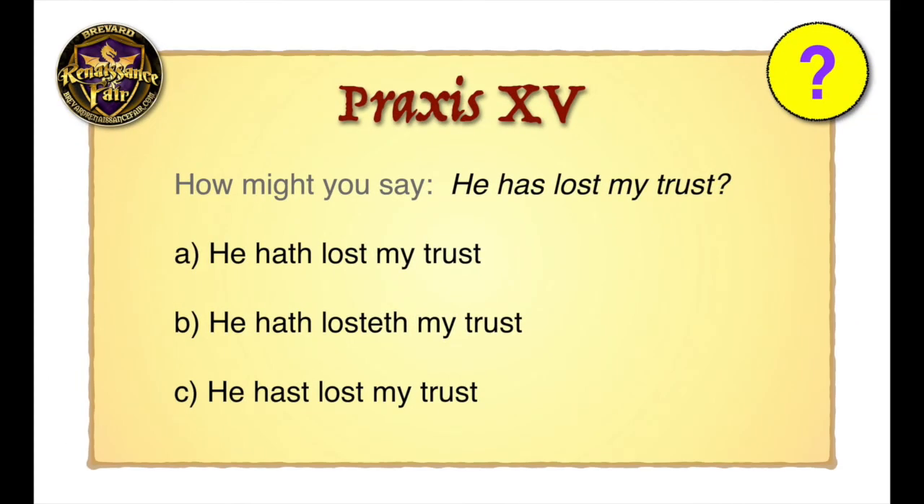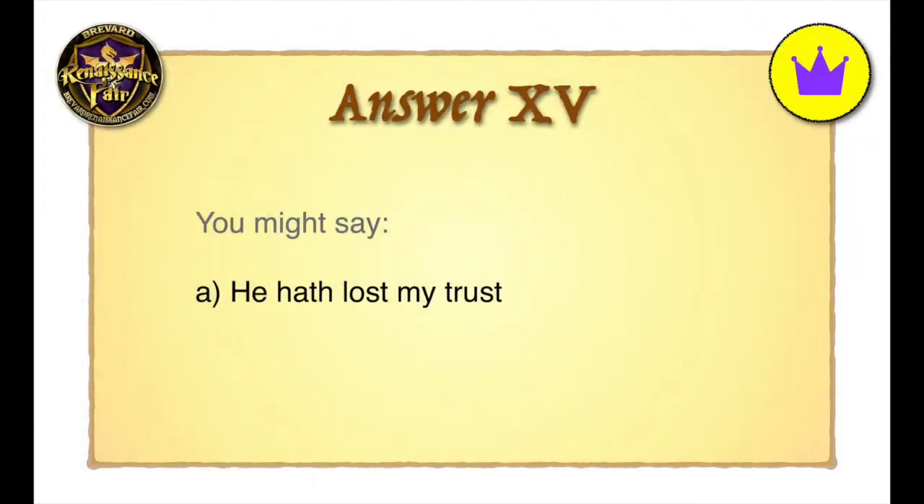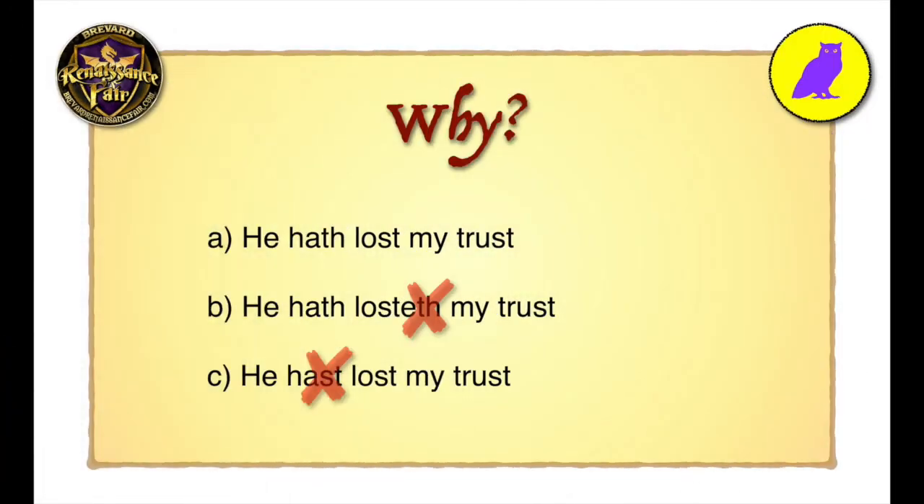How might you say, he has lost my trust? A. He hath lost my trust. B. He hath losteth my trust. C. He hast lost my trust. The correct answer is A. He hath lost my trust. Third person singular. He hath. Remember the trick? Heath. He hath lost my trust.